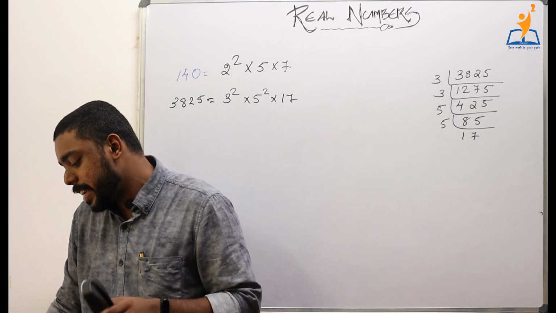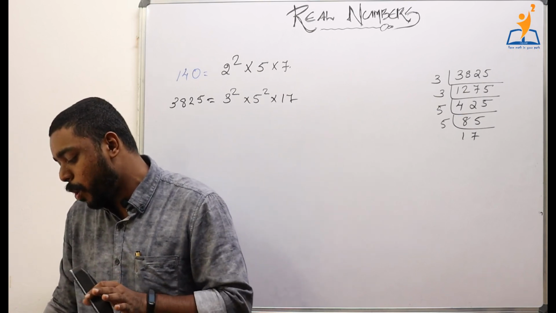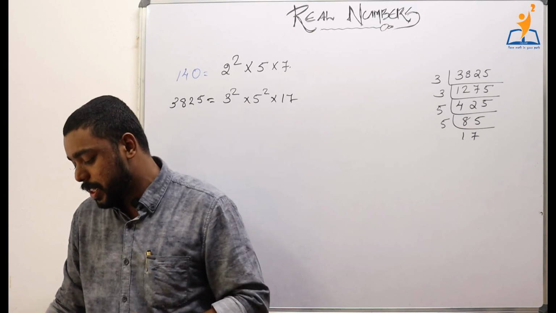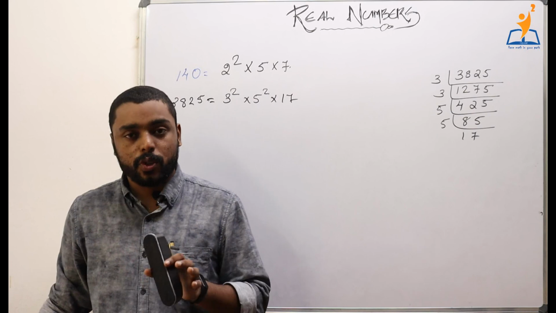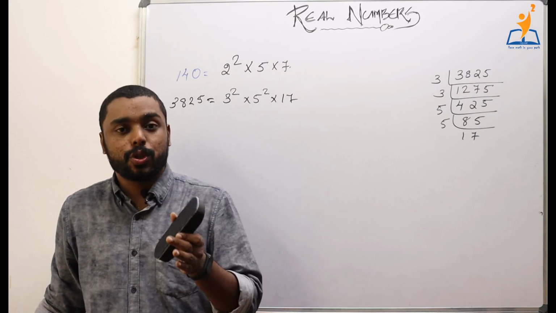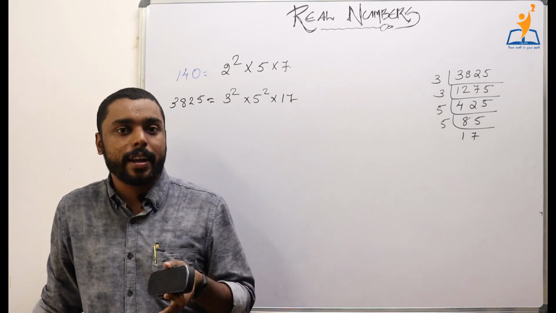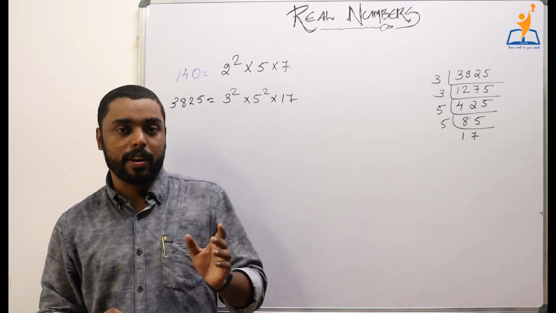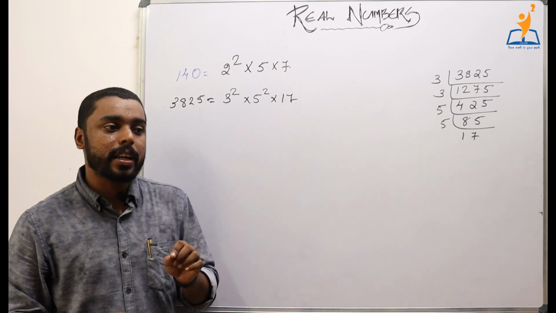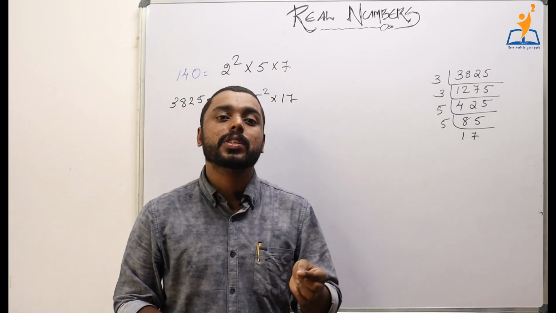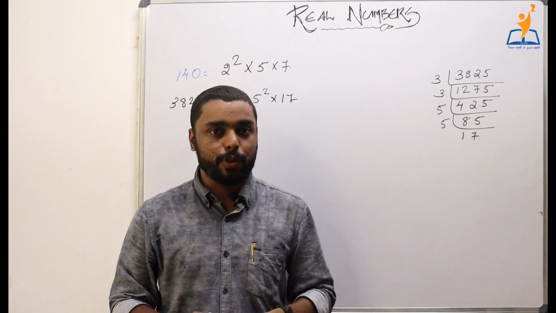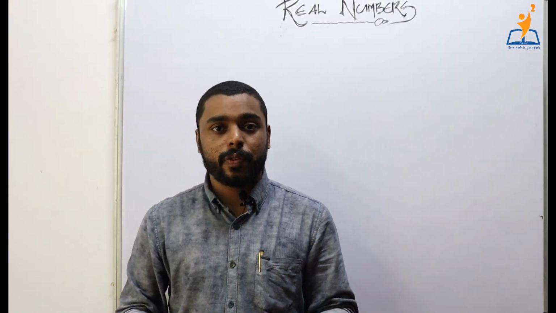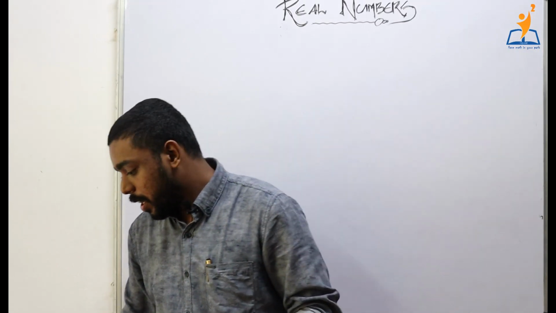Find the LCM and HCF of the following pairs of integers and verify that LCM into HCF equals the product of numbers. In this question, we are given 2 numbers and we are asked to find the LCM and the HCF of those 2 numbers, and we should verify our result. What is the result? HCF into LCM of 2 numbers will always result in the product of the 2 numbers. Okay. Now we shall move to the next question of exercise 1.2.